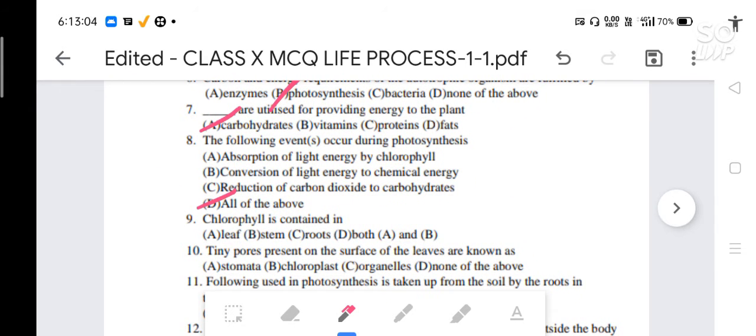The ninth question: chlorophyll is present in which of the following? Leaves, almost; when we cut a leaf, then bleeding takes place. Stem also, but not roots. Roots are under the ground. So the answer is both A and B.